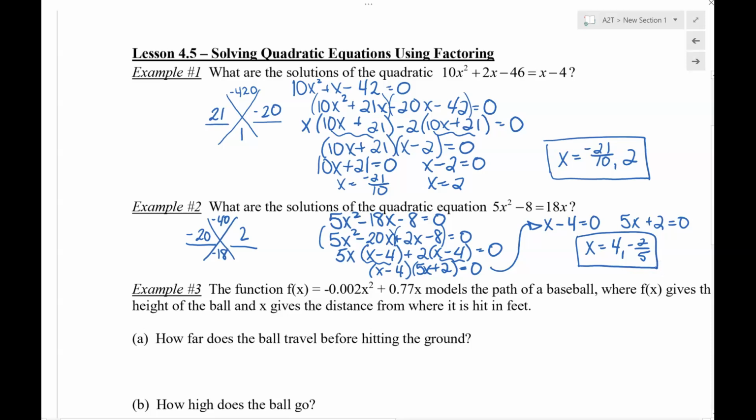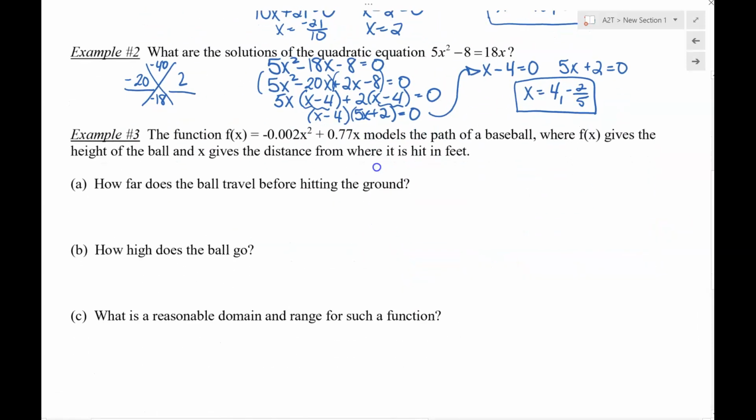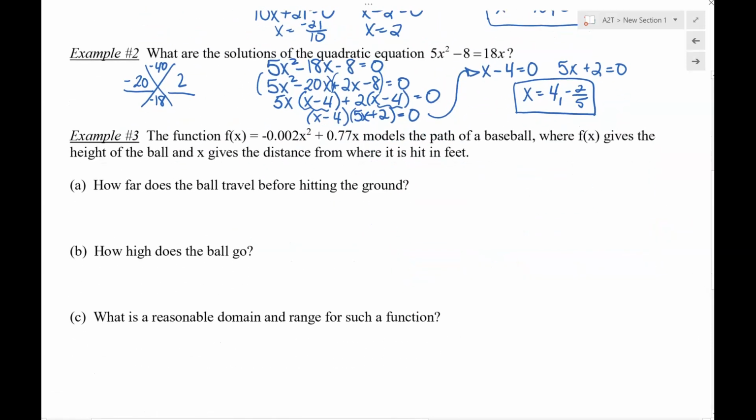Nicely done. All right, last but not least, real life. Woohoo! Now with these, you guys always seem to get stuck. Don't get stuck. We have a ball, and it's modeled by this function. So it already gives us the equation. And the height of the ball is f of x. X is the distance. So if I'm asking you, how far does the ball travel before hitting the ground?